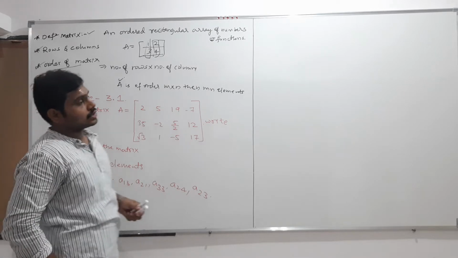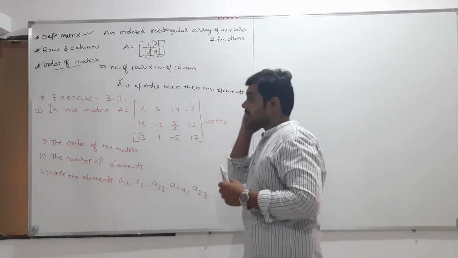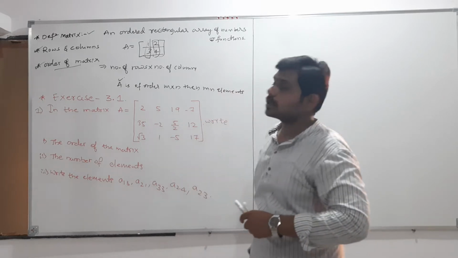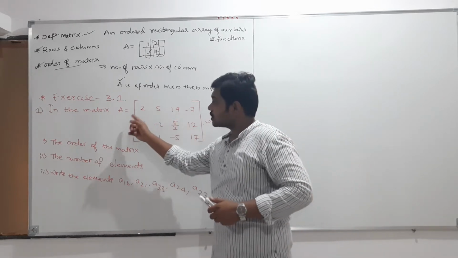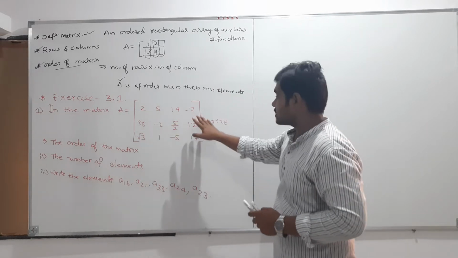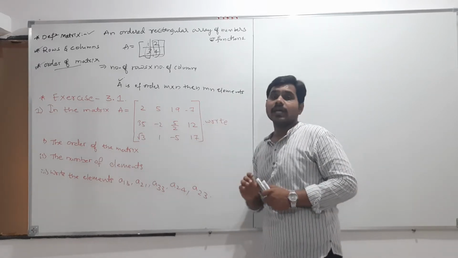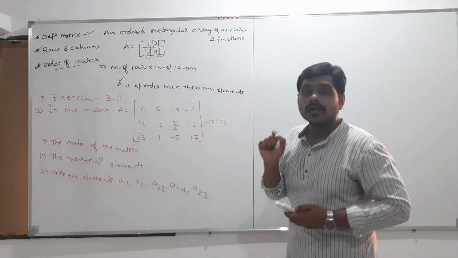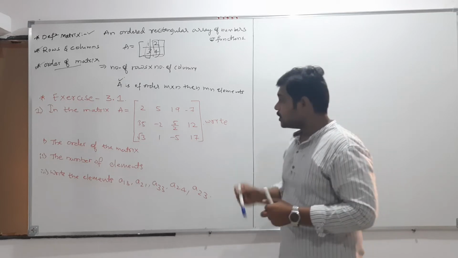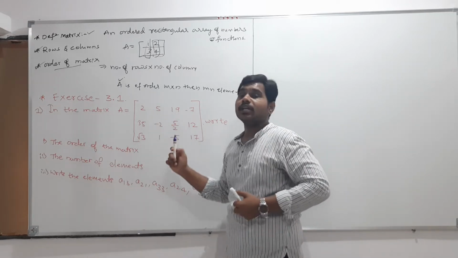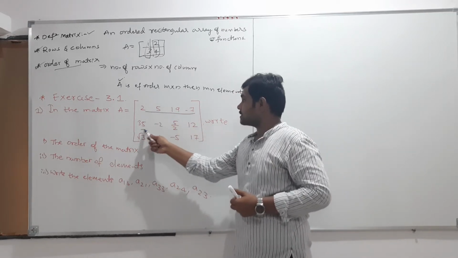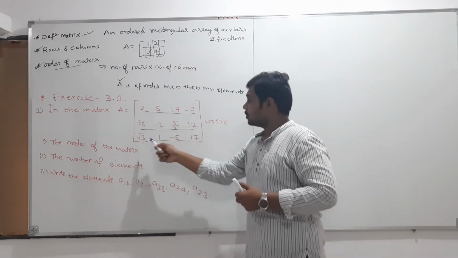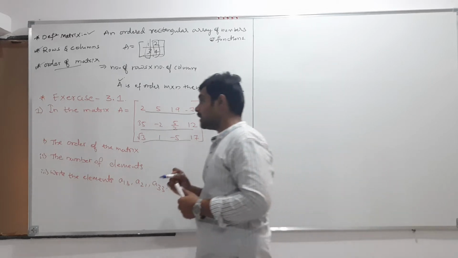In this question they have given you one matrix. We discussed the definition, rows and columns, and order of a matrix. So the first question is, in the matrix A given to you, write the order of the matrix. Here I already explained how to write the order of the matrix. First we should find how many rows there are. This is the first row, this is the second row and this is the third row. How many rows are there? 1, 2, 3. Three rows.